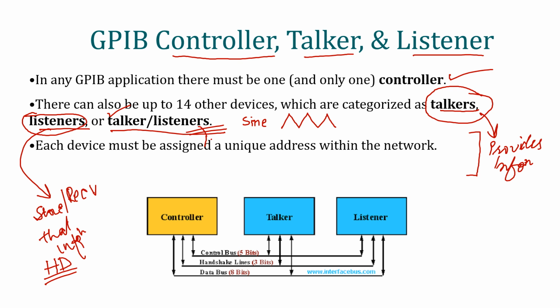So it means each device must be configured with its particular role on the bus. So this is the block diagram of the GPIB bus. There are three types of buses within the interfacing bus which we will discuss later on. But mainly you should know there are three types of devices: one is the controller, another is the talker, and the third one is the listener.